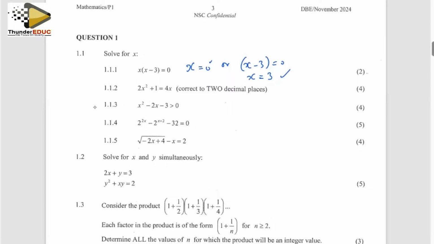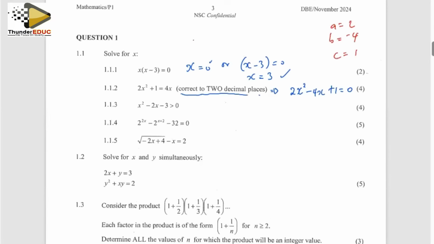Then 1.1.2, whenever we have correct to 2 decimal places, that's going to be the quadratic formula. But before we start with the quadratic formula, we need to create the standard equation where everything is on one side of the equal sign, and we are left with a 0 on the other. So that's going to be 2x squared minus 4x plus 1 is equal to 0. From that, we can notice that our a is 2, our b is negative 4, and our c is 1. Then all we have to do is substitute into the quadratic formula.